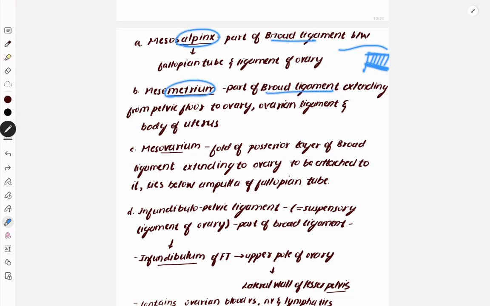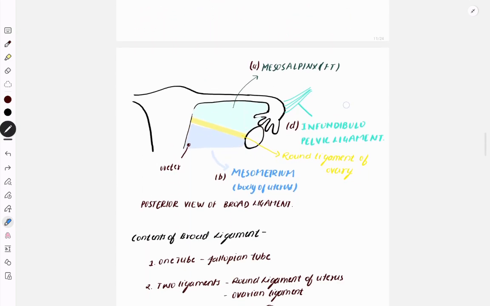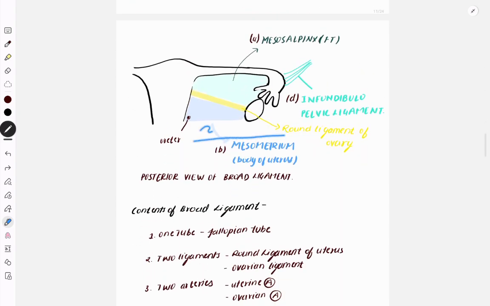Mesometrium is part of broad ligament which extends from the pelvic floor to the ovary, and it also attaches to the ovarian ligament and body of uterus. So mesometrium will usually start from the pelvic floor. So if this is a pelvic floor, so starting from the pelvic floor we have the mesometrium.